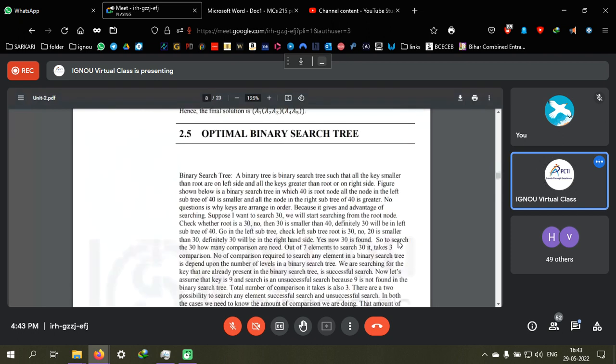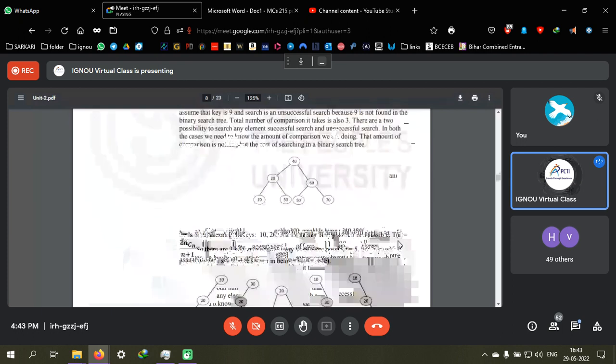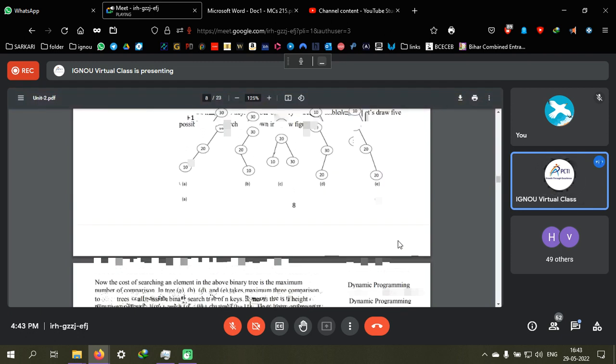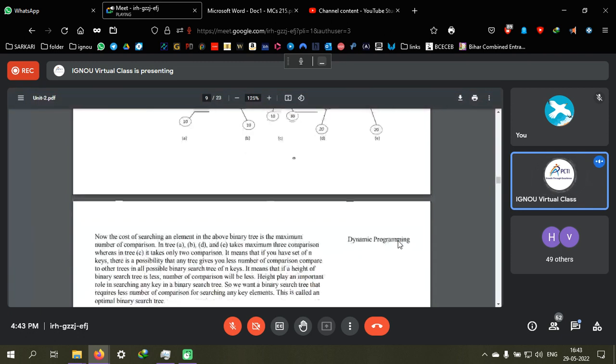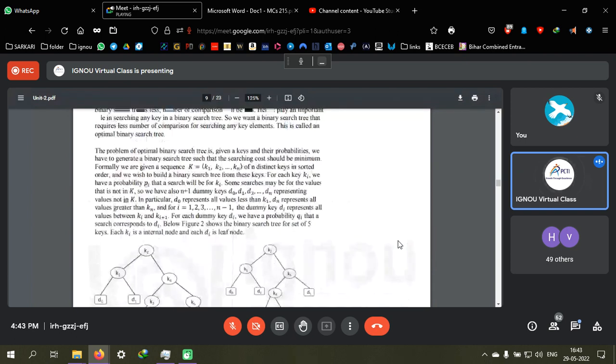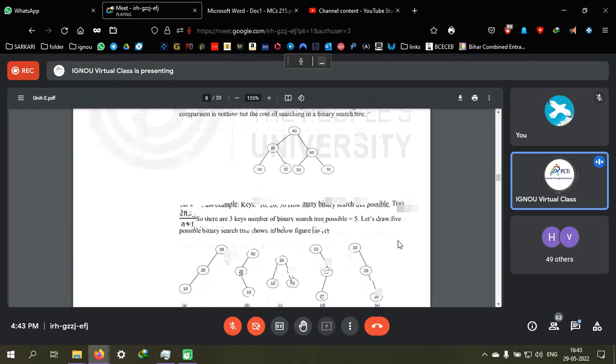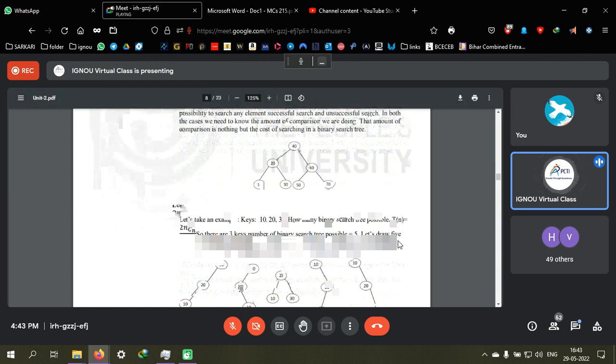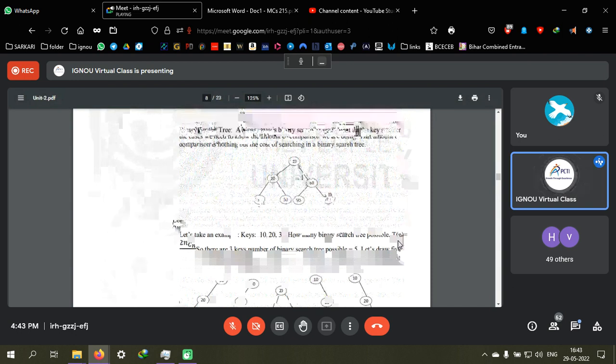Next is optimal binary search tree. Optimal binary search tree, that is giving me an optimal solution. That means it will take a minimum time. If we are talking about a binary tree, how do we calculate the binary tree? How can we draw a binary tree?